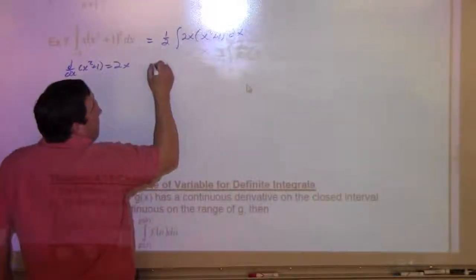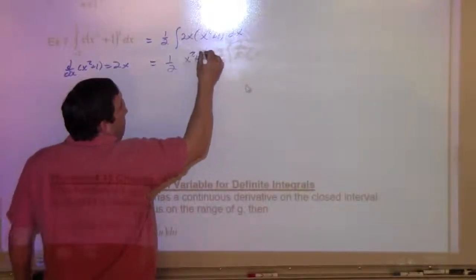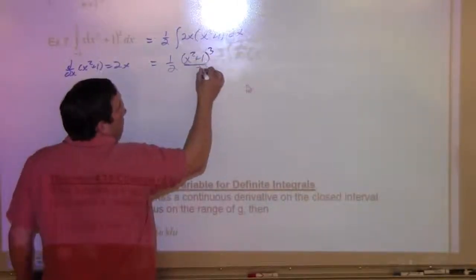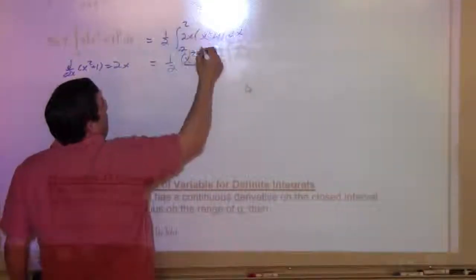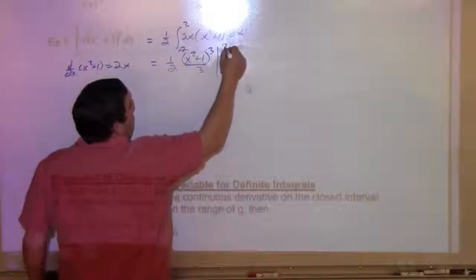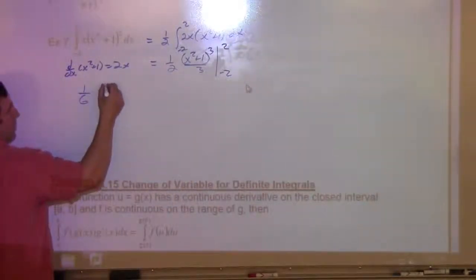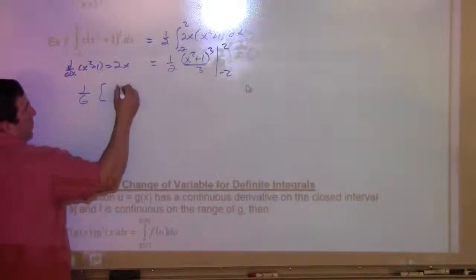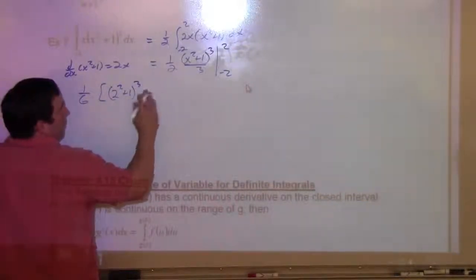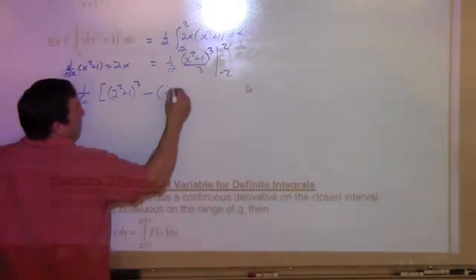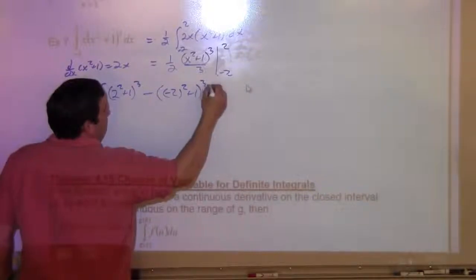So this becomes 1/2 times x squared plus 1 cubed over 3. I'm sorry, this is limits of integration from -2 to 2. So we have 1/6 times 2 squared plus 1 cubed minus -2 squared plus 1 cubed.